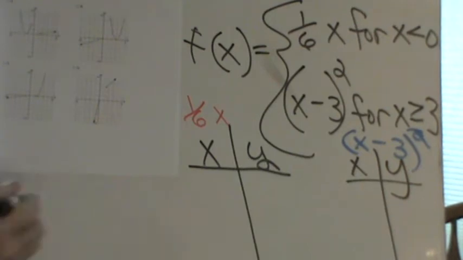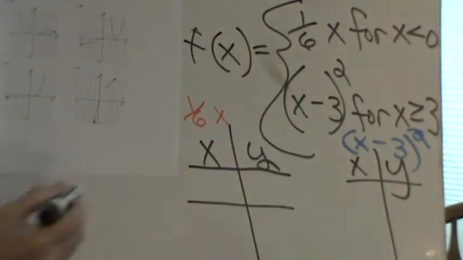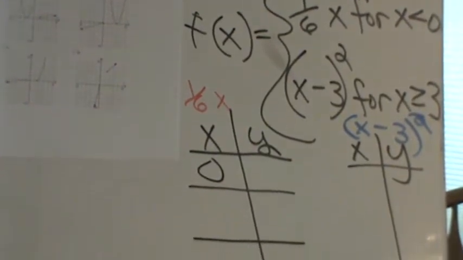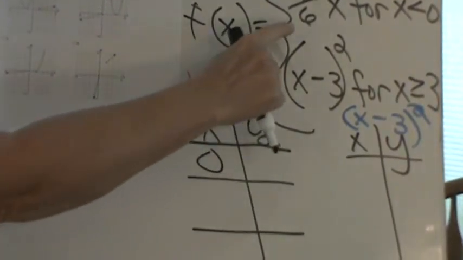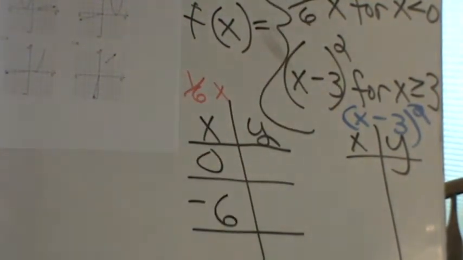What do you put in these tables? Well, even though it says less than 0, start with 0, and then pick one number less than 0 that'll come out nice when you insert it. I'm going to use -6. You'll see in a minute why.